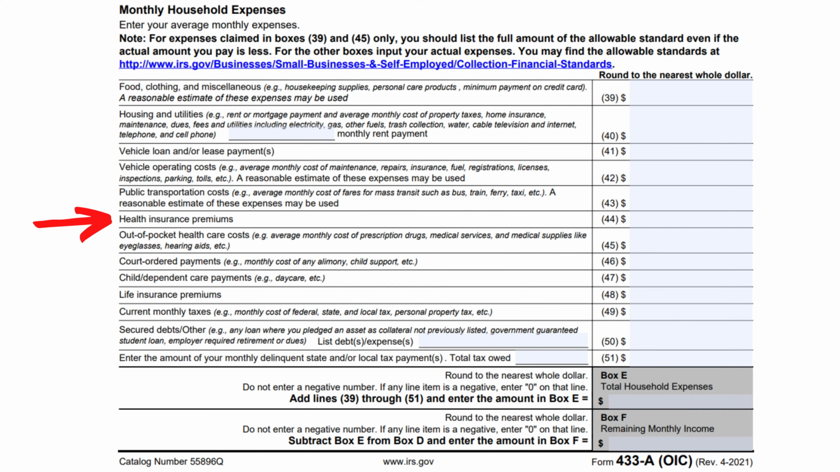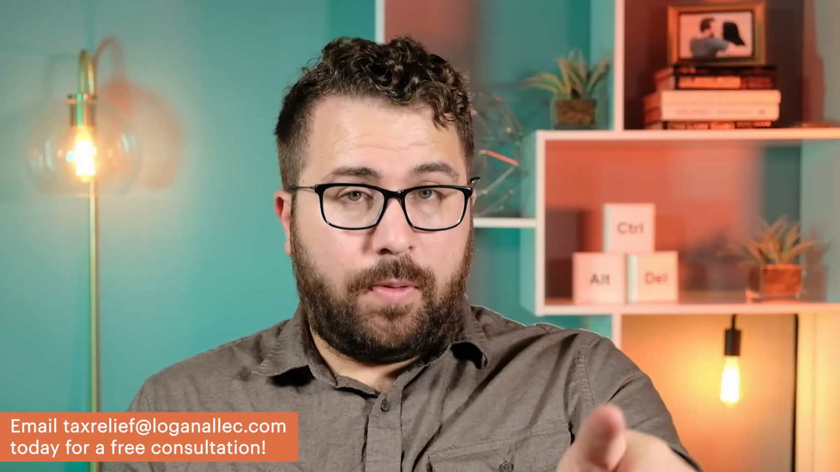Line 44, health insurance premiums. Just put whatever you actually pay out of pocket there. This is what you actually pay, not your employer or someone else, but what you actually pay for health insurance premiums every month. If you don't pay anything for health insurance premiums every month, you put zero. By the way, the IRS tells you to put zero on every line that's actually zero. This is because if you put zero, that's a definitive, explicit response, right? But if you leave a line blank, you could say later, oh, I meant to put something there, but I forgot. I personally never had a problem leaving lines blank. The IRS wants you to put zero if it's zero. That's just between you and me.